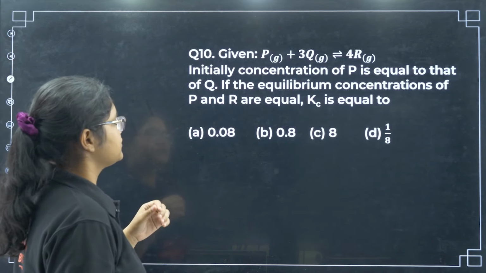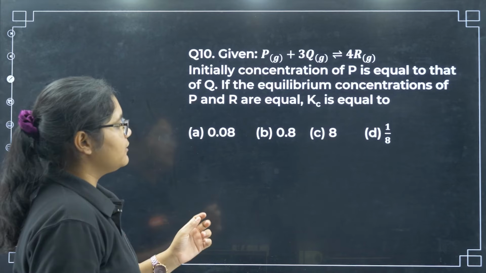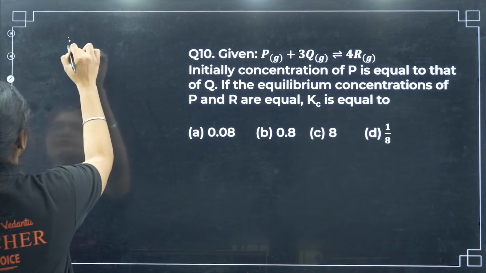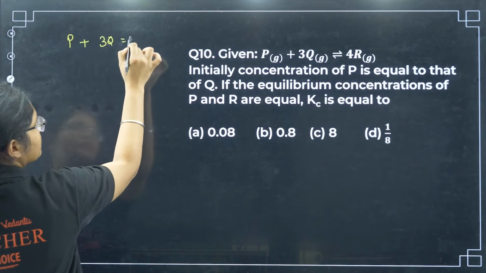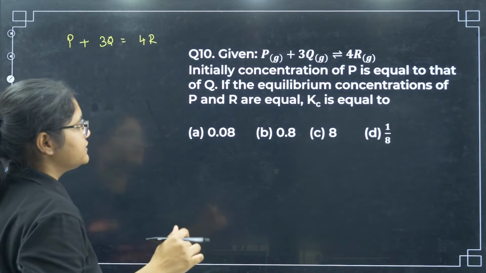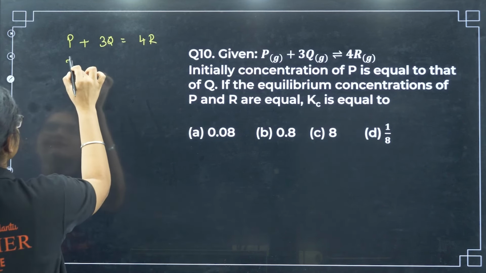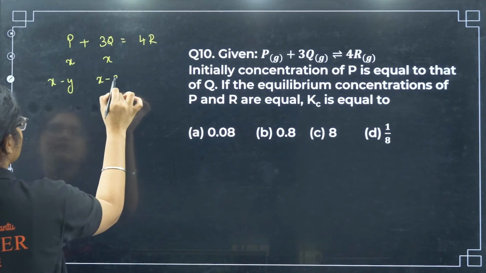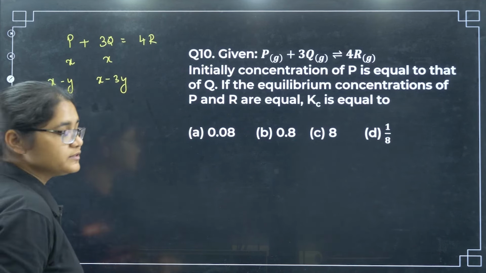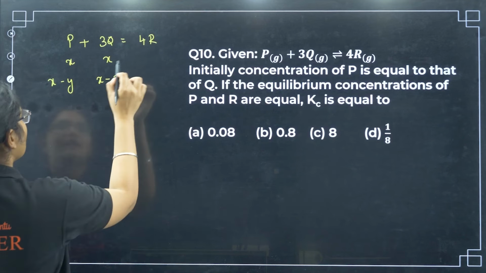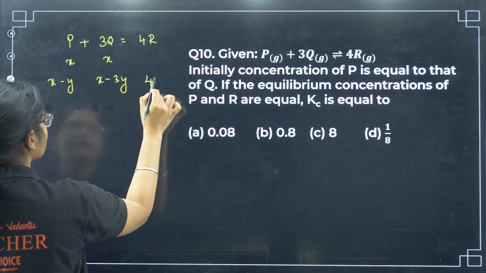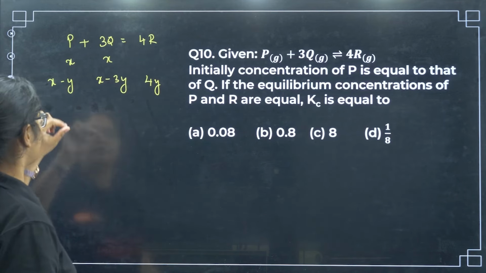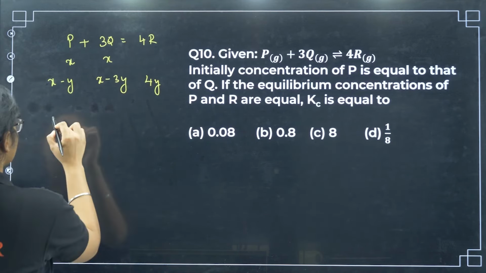Next, given P plus 3Q is equal to 4R, initially the concentration of P is equal to the concentration of Q. If the equilibrium concentrations of P and R are equal, Kc is equal to. Okay, so let us try this question. We have P plus 3Q is equal to 4R. Initially concentration of P is equal to Q, so let it be X. Now suppose from X, Y amount has reacted, so from here 3Y will react because 1 mole is reacting with 3 moles, so Y will react with 3Y, and I will get 4Y here, right? Because 1 mole of P is giving you 4 moles of R, so Y will give you 4Y.